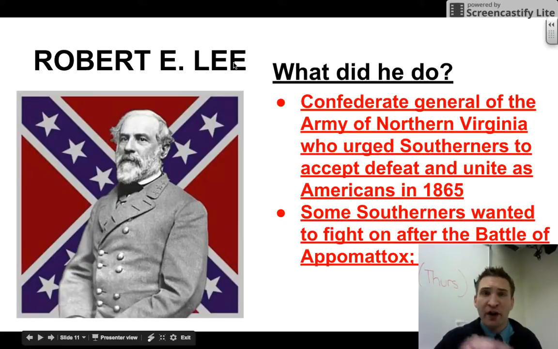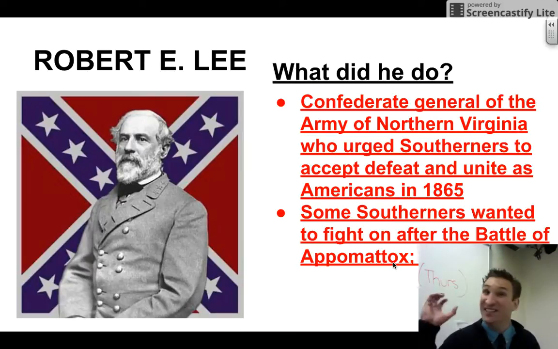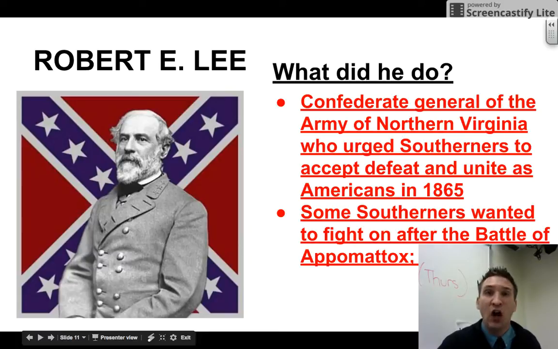Robert E. Lee, he was one of the leaders in Appomattox. What did he do? Well, he was a Confederate general. You see the Confederate flag behind him. He was a Confederate general of the Army of Northern Virginia who urged Southerners to accept defeat and unite as Americans in 1865. So it's very important. He accepted defeat. Sometimes you lose, and he was willing to accept that. Some Southerners wanted to fight on after the Battle of Appomattox and hide in the woods and continue to fight the federal government. Lee said, no, we lost, we have to move on.